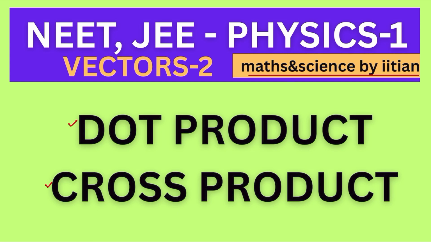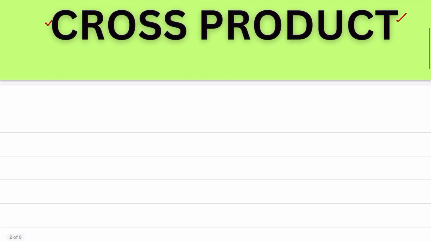Today I will be taking up the dot product and cross product of two vectors. What is the dot product? What is the cross product? I will explain now.